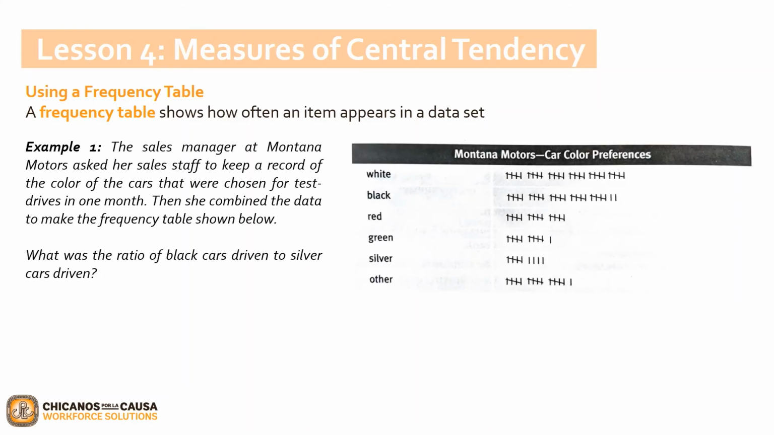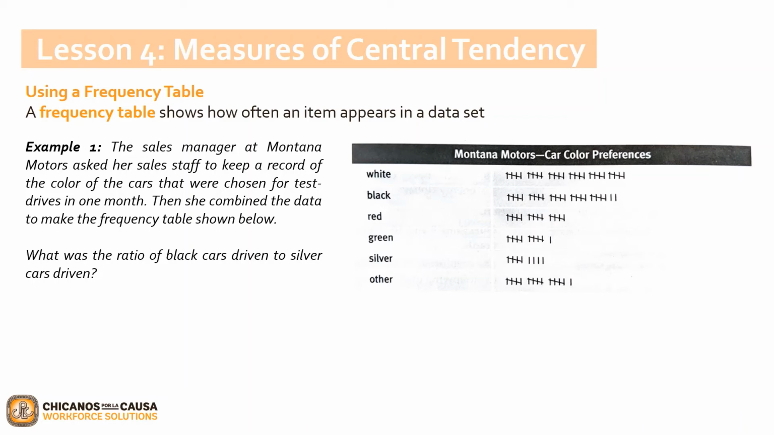The sales manager at Montana Motors asked her sales staff to keep a record of the color of cars that were chosen for test drives in 1 month. Then she combined the data to make the frequency table shown below. What was the ratio of black cars driven to silver cars driven? So the frequency table is what you see on the right.